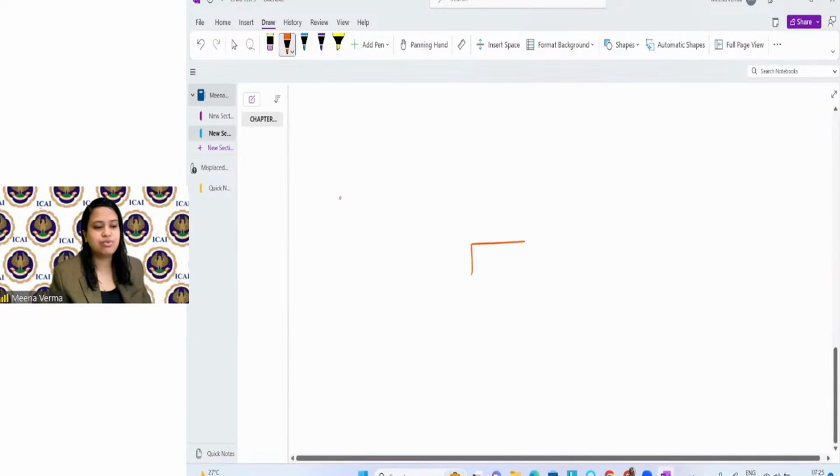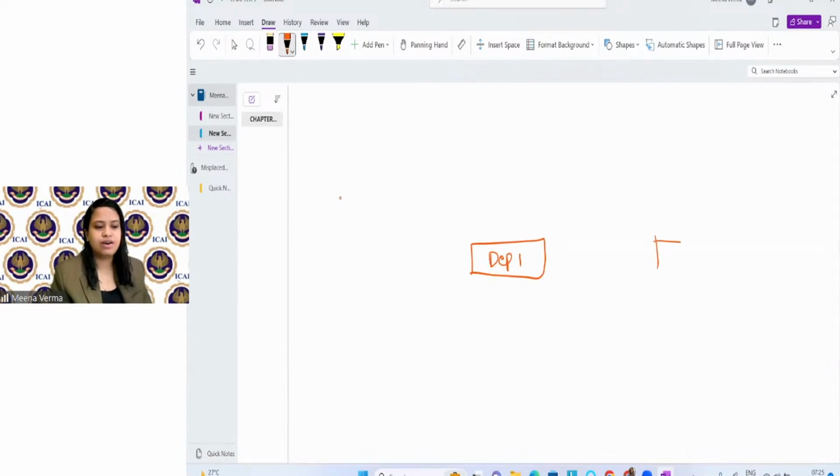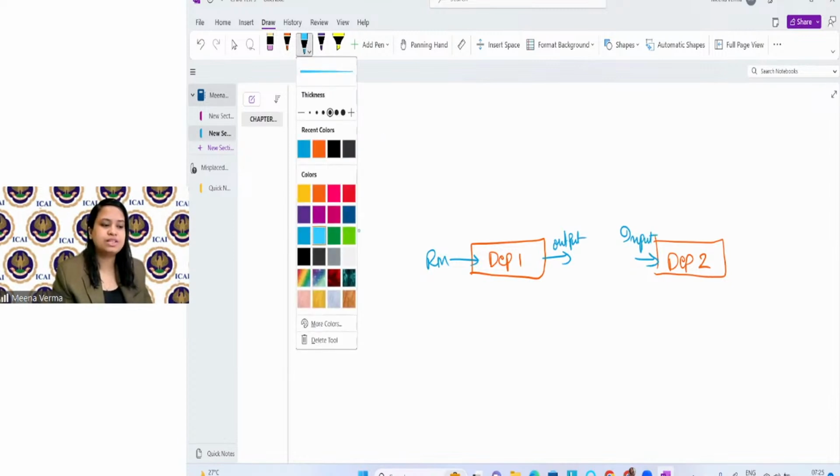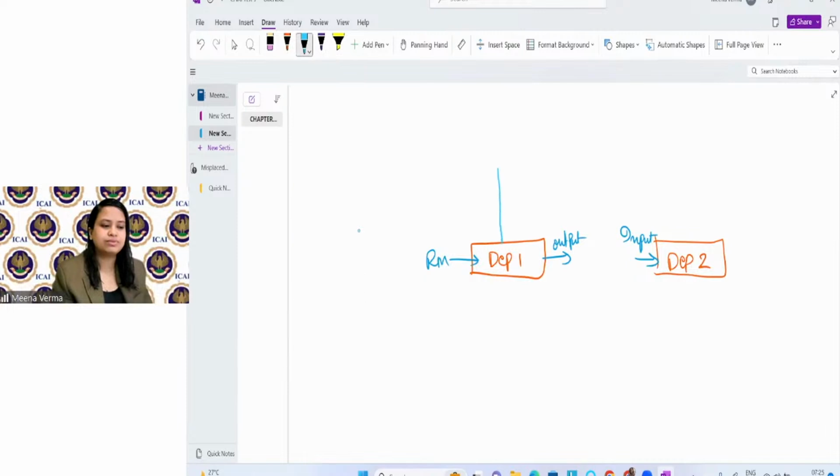Again, I'm considering Department 1, and we have a Department 2. So what is happening? Department 1 is buying the raw material and the output will be the input for here. Department 1 has an option: this department can sell the product in the outside market, or they can transfer it here also.